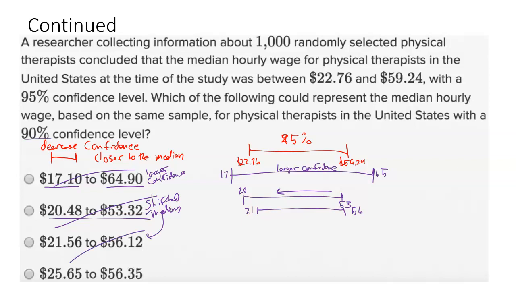So looking at this last one, it's got to be it. 25 to 56. That's 56 from here to there. Well, there we go. There's our smaller interval. That's what we want.